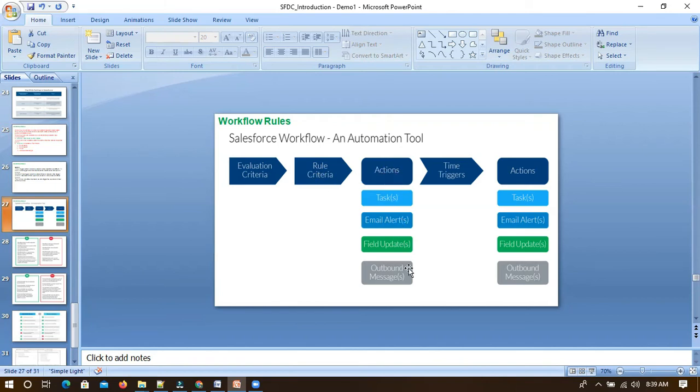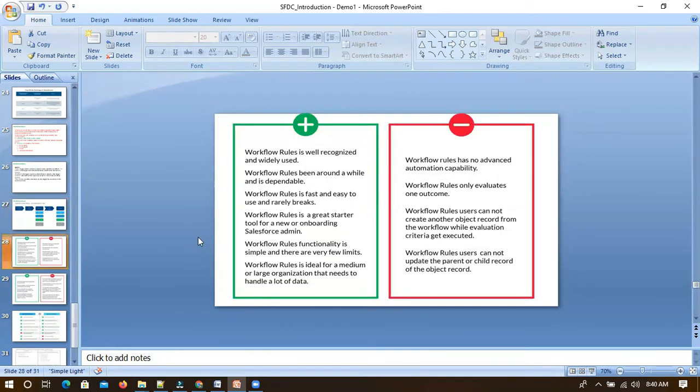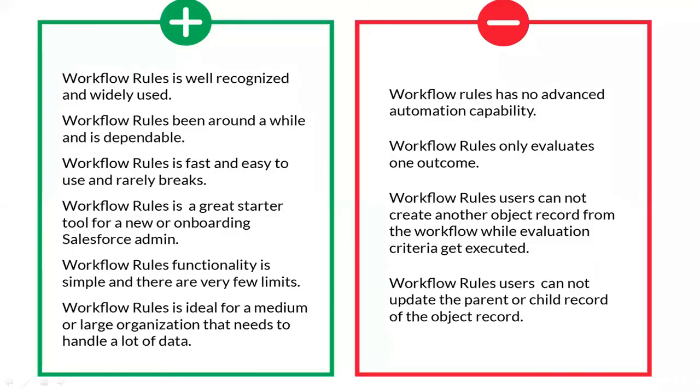What actions can we define? Task, email alert, field update, outbound message. Only four actions we can define, either immediate or schedule based. Only these we can do through workflow. So you can just take a screenshot. It has advantages and disadvantages also. Take a screenshot and try to understand it. Take a screenshot quickly.